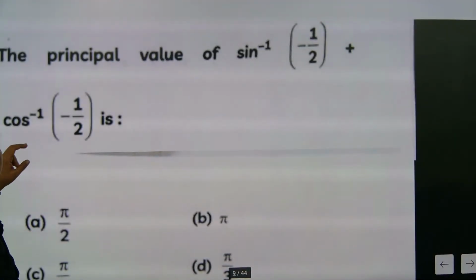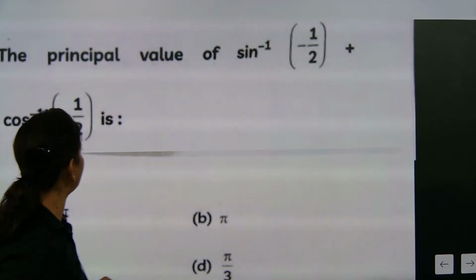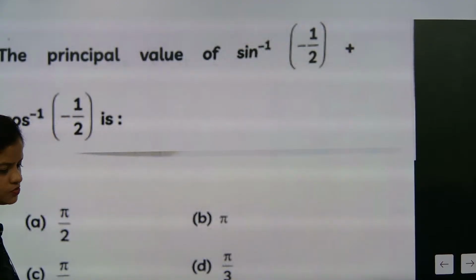Quickly we are going, see here: sine inverse of minus 1 by 2 plus cos inverse of minus 1 by 2.